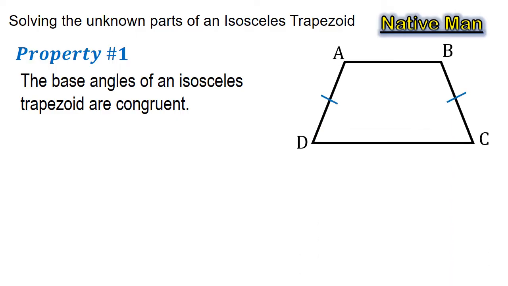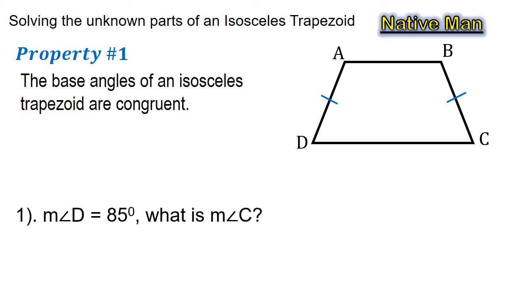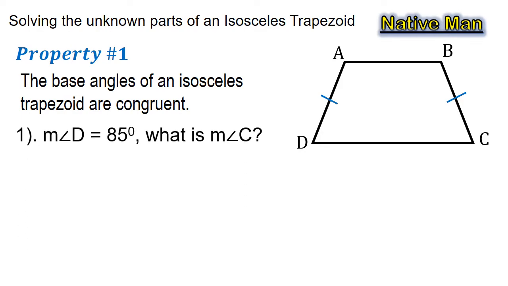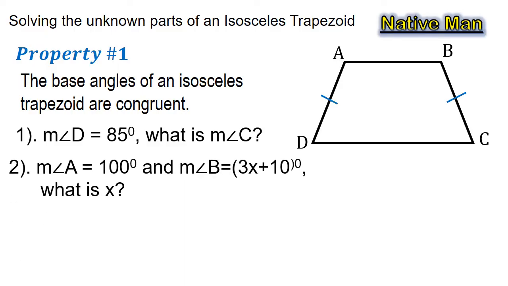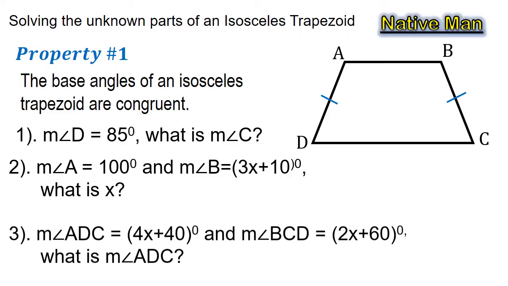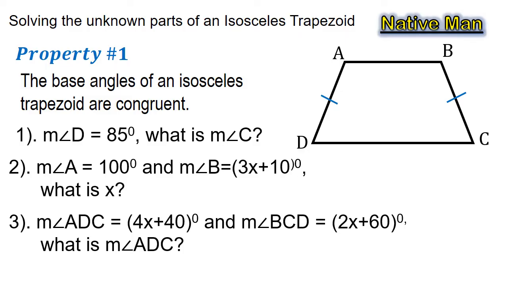Okay, let's try to use property 1 of an isosceles trapezoid to solve the unknown parts of this isosceles trapezoid. So number 1, angle D is equal to 85 degrees. What is the measure of angle C? Number 2, angle A is equal to 100 degrees and the measure of angle B is equal to 3x plus 10 degrees. What is x? And number 3, angle ADC is equal to 4x plus 40 degrees and the measure of angle BCD is equal to 2x plus 60 degrees. What is the measure of angle ADC? Lahat po yan ay susolve po natin step by step.